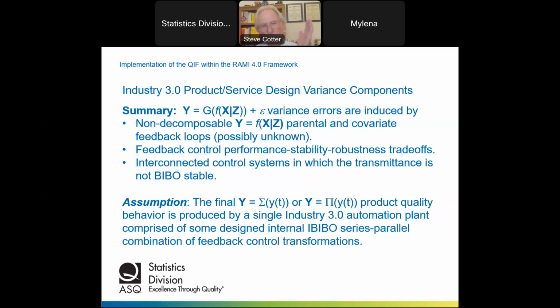So the sum is for additive systems and the pi product is for multiplicative systems. Product quality behavior is produced by a single Industry 3.0 automation plant combined of some designed internal interconnected BIBO series, parallel combination or feedback control transformations. The importance of this assumption is, for those of us who have worked in industry, we always get those products that by design should have certain performance characteristics, and when you go to manufacture them, they don't.